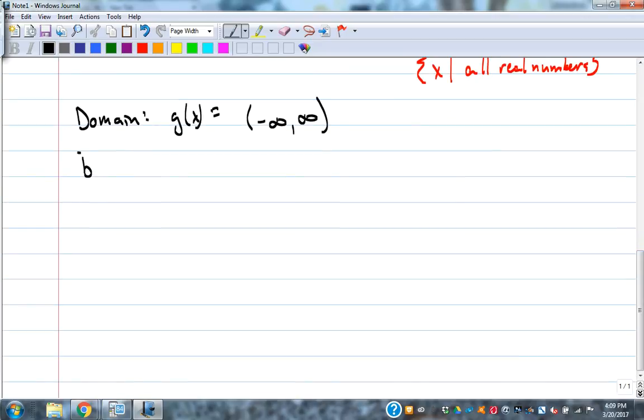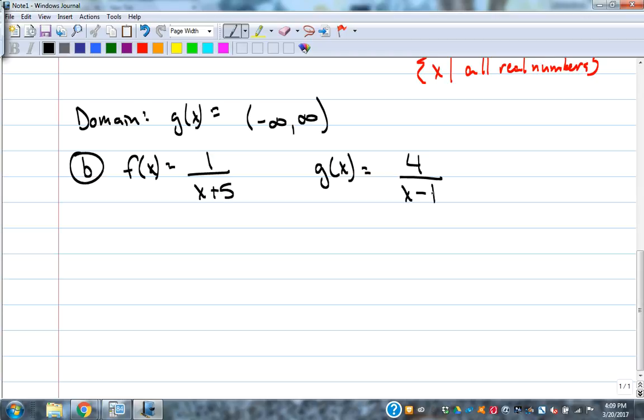a little bit more difficult one. Example B. f of x is 1 over x plus 5, and g of x is 4 over x minus 1. A little bit more difficult here because it's fractions, and that makes anything more difficult, right? If it's fractions. So we want to find the composition f composed with g and the domain.